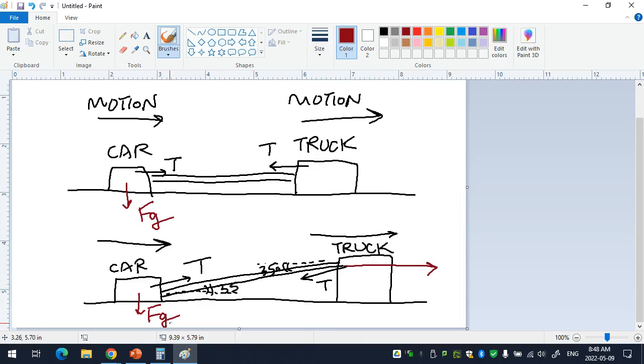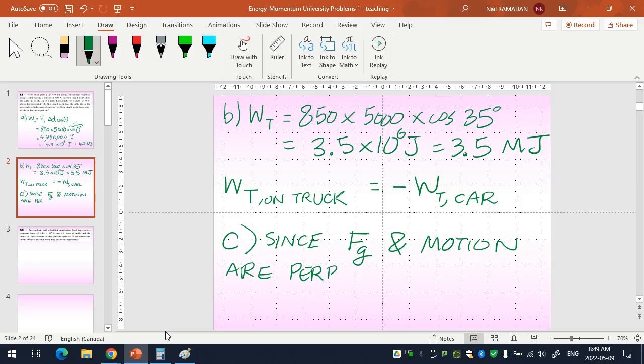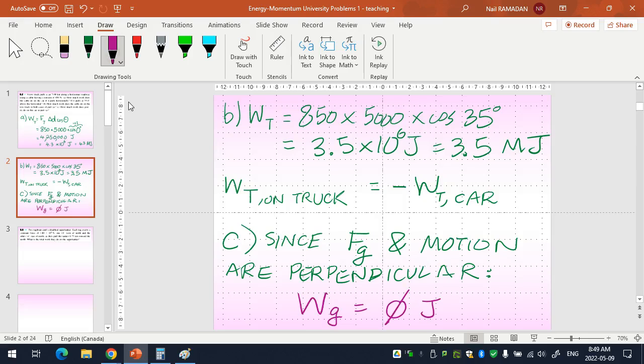So that means we can just say this. Since F_G and motion are perpendicular, W_G is equal to 0 joules. Done.